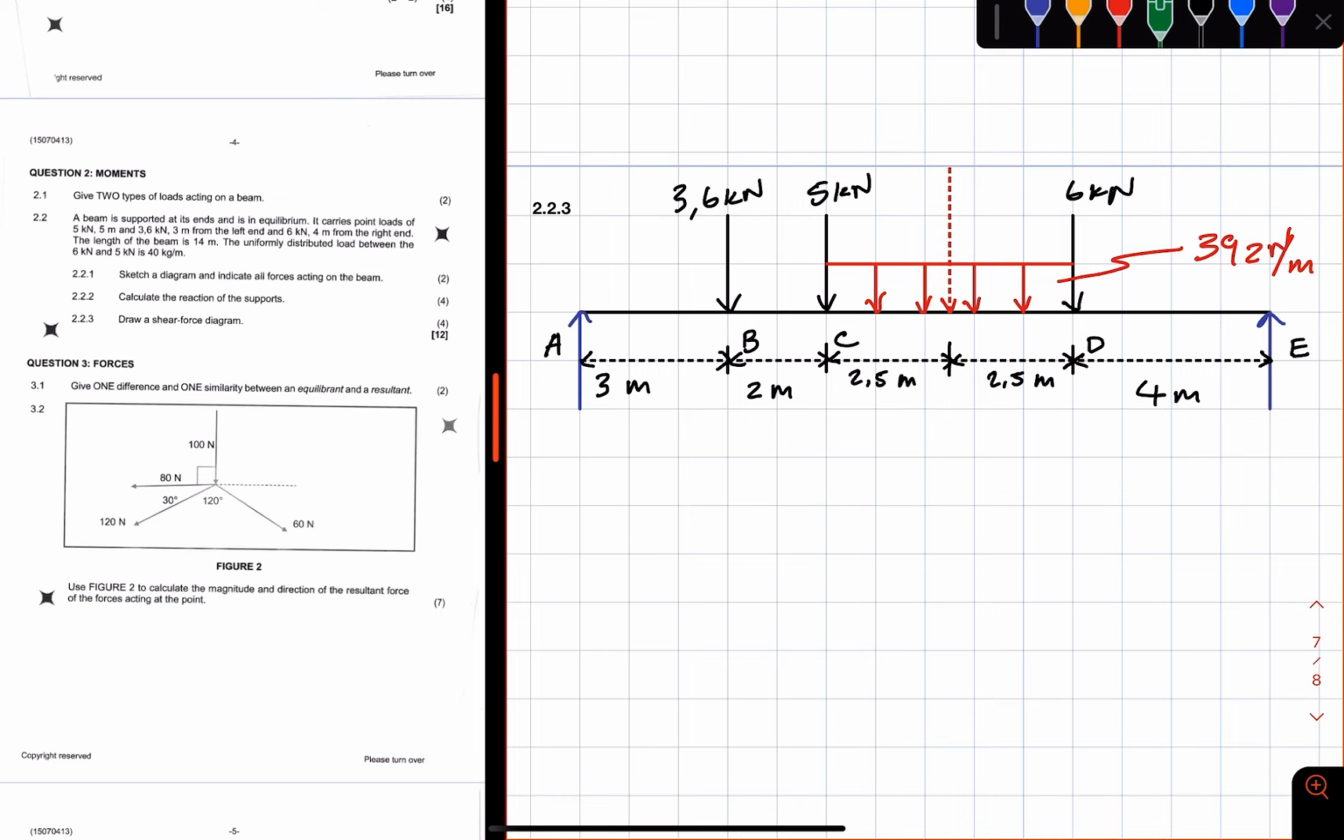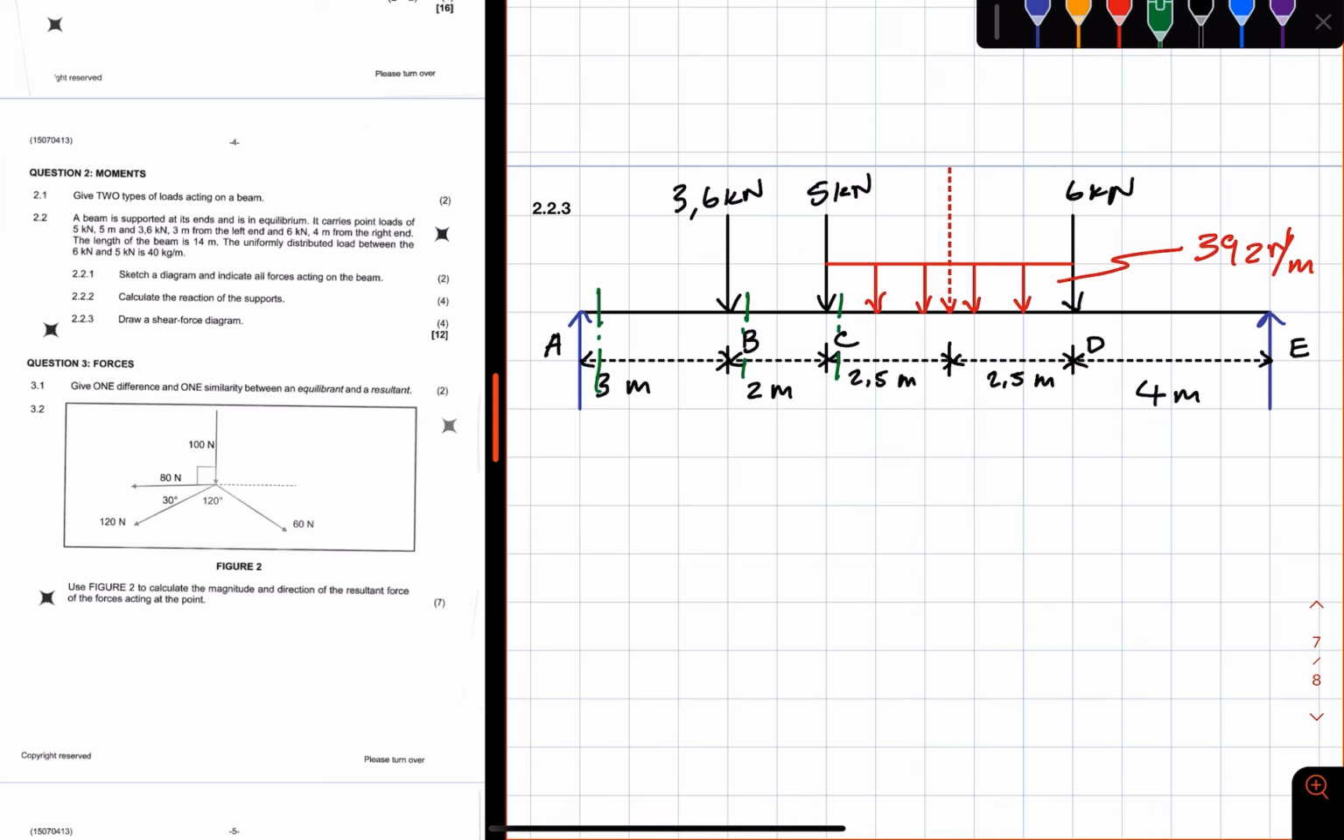Meaning, for instance, point A, right? On the left of A there's, well, obviously nothing, right? So you're just going to section on the right hand side of point A, right? And then you get to point B. When you get to point B, on the left of point B there is no UDL, so you only section on the right of point B. You get to point C, on the left of point C there's no UDL, so you only section on the right of point C, right?